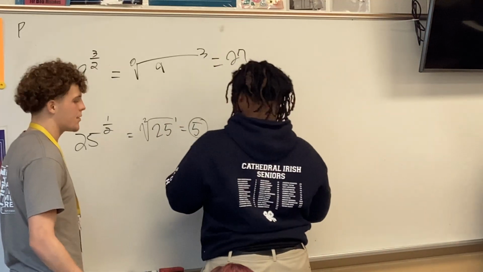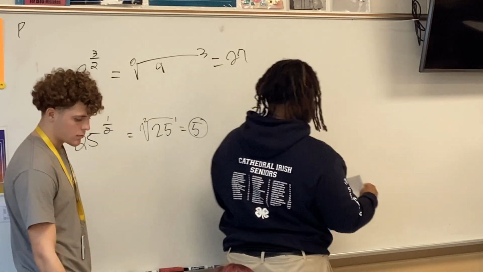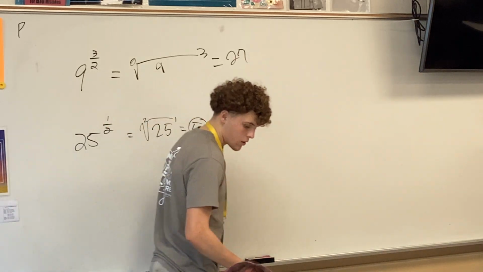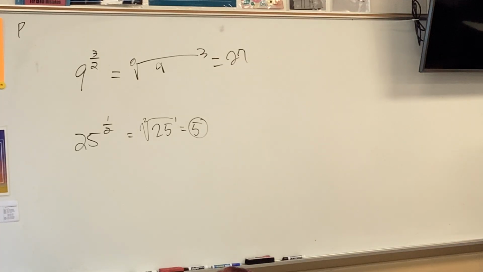All right, the boys got 27 and 5 as their answers. What do the rest of you think? I think 27 is right. I didn't get to the last one though, but I think 5 is right too, because that means the square root of 25, which is 5, to the first power, which is still 5. All right, so we got that down?